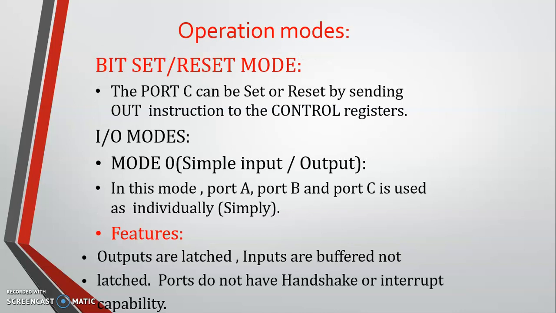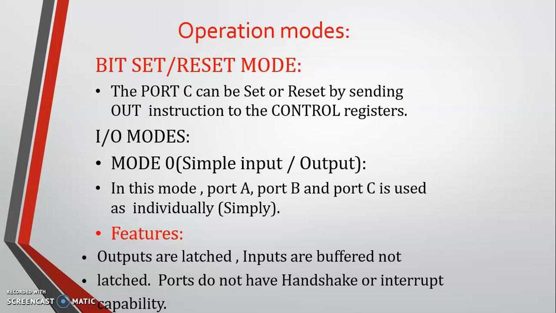Then we have to see the operating modes of 8255. It has two basic modes of operation, the bit set reset mode and the input output mode. In the bit set reset mode, only port C can be set or reset by sending an OUT instruction to the control register. The IO mode, that is the input output mode, is divided into three modes: mode 0, mode 1 and mode 2. First of all, we see mode 0. Mode 0 is the basic IO mode in which all ports can be initialized as input and output ports.